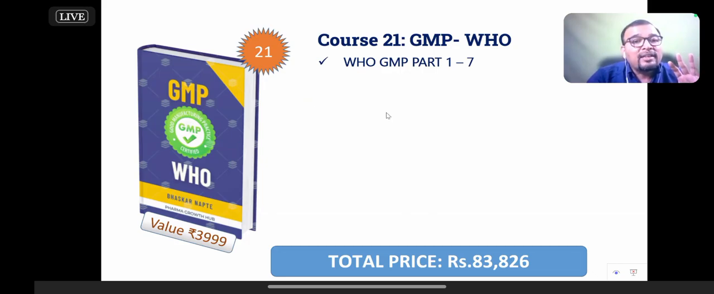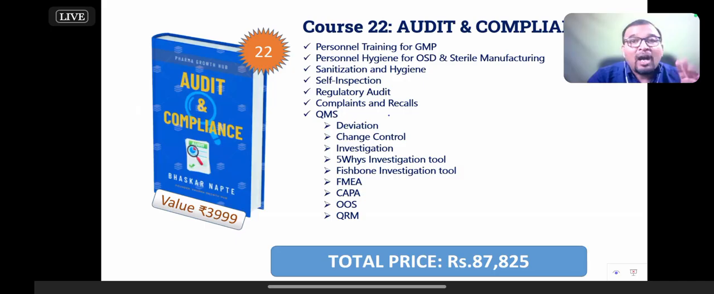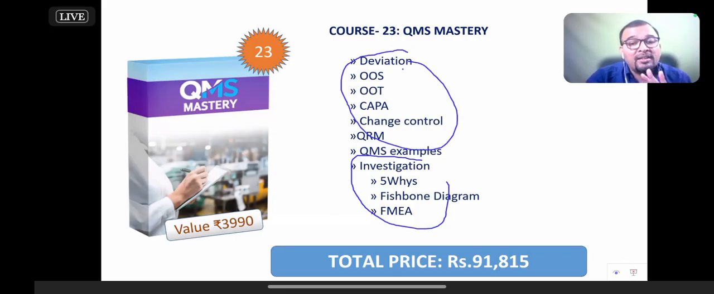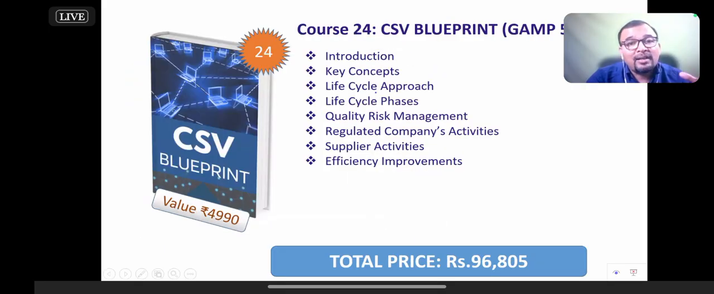Again, the course number 22 talks about audit and compliance part. So how the different regulators conduct the audit, how you can make your facility audit ready, all that will be discussed with a number of quality management systems and the examples. The course number 23 is specifically designed to understand the QMS and the investigation tools. So you get important QMSs like deviations, OOS, OOT, CAPA, change control, QRM, including investigation tools like 5 Whys, Fishbone, and FMEA. The course number 24 talks about the CSV part of your laboratories.